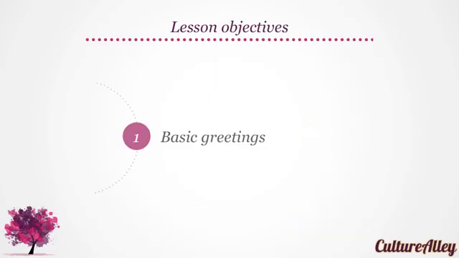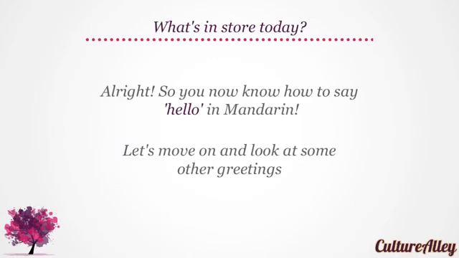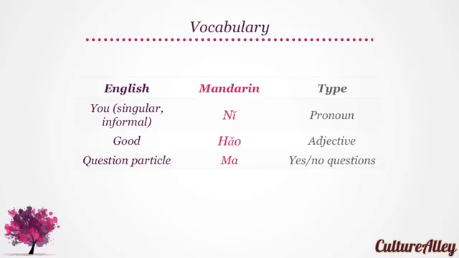Today, we will learn some more basic greetings in Mandarin. By now, you know how to say hello in Mandarin. Let's take a look at some other greetings such as how are you, I'm good, etc. Let's begin by looking at some of the vocabulary we'll use today. As we know, you translates to ni, and good translates to hao.